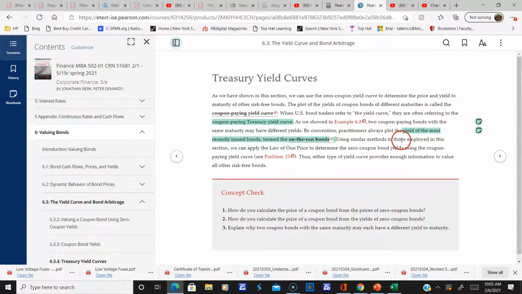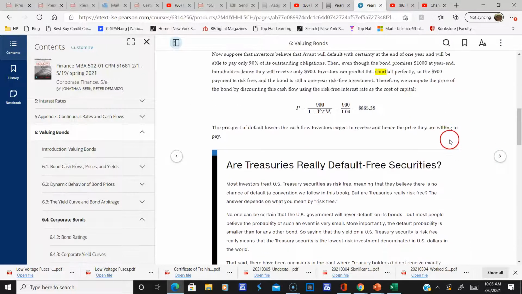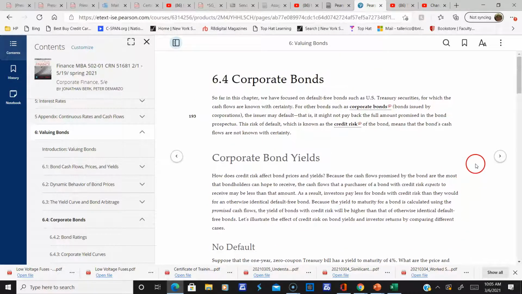Using similar methods to those employed in this section, we can apply the law of one price to determine the zero coupon yields using the coupon paying yield curve. Thus, either type of yield curve provides enough information to value all other risk-free bonds. The important words are other risk-free bonds. All right, so I'm going to stop there, and I will pick up here on the next part.